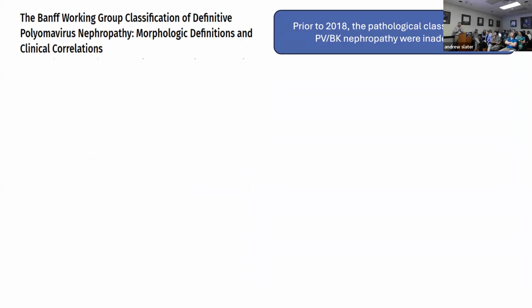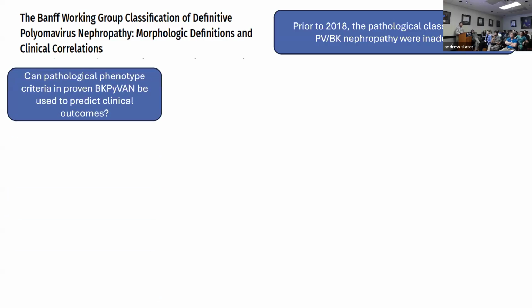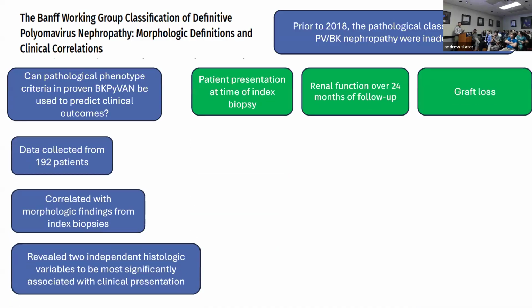The pathological classifications of BK nephropathy really were inadequate, as self-admitted by the authors of the update. And so the question they wanted to answer back in 2018 was, can pathological phenotype criteria in proven BK polyomavirus associated nephropathy be used to predict clinical outcomes, right? So patient presentation at time of index biopsy, renal function over 24 months of follow-up, and can we use the pathology to predict graft loss?